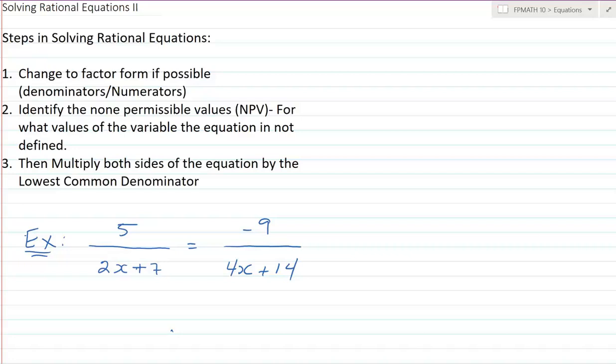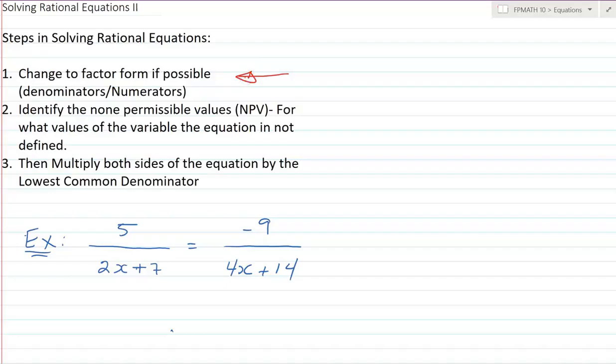Hello everyone. Today we are going to look at solving irrational equations part 2. A little bit more complicated than last section. So in this case I added an extra step. And the extra step is the very first thing that you have to do. So change to factor form, which is the very first thing right here.